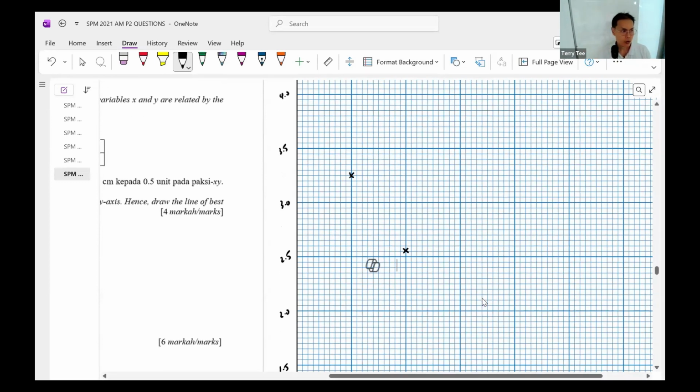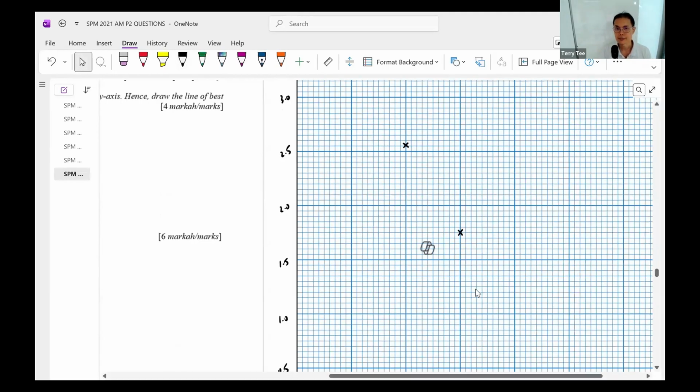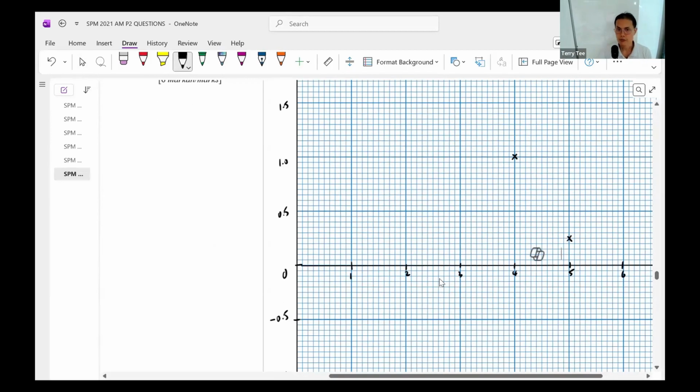3 and 1.74, correct? 1.75 is right in the middle. 4 and 1. 5 and 0.25, which is right in the middle. 6 and negative 0.54. I will take 0.55 here.